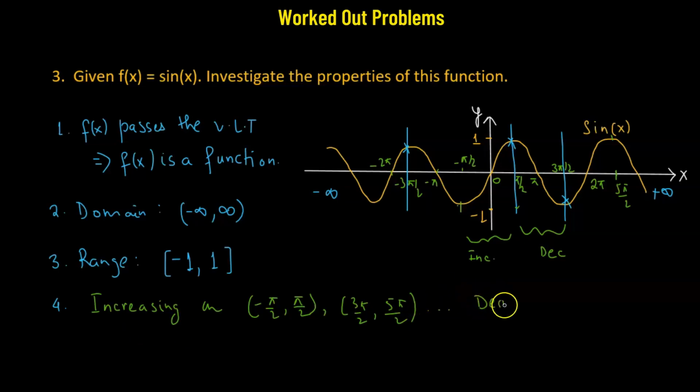And it is going to be decreasing on the interval from positive pi over 2 to 3 pi over 2. It's also decreasing from negative 3 pi over 2 up to negative pi over 2. And there will be other different range of values. Fine. Let's move on to the next problem.